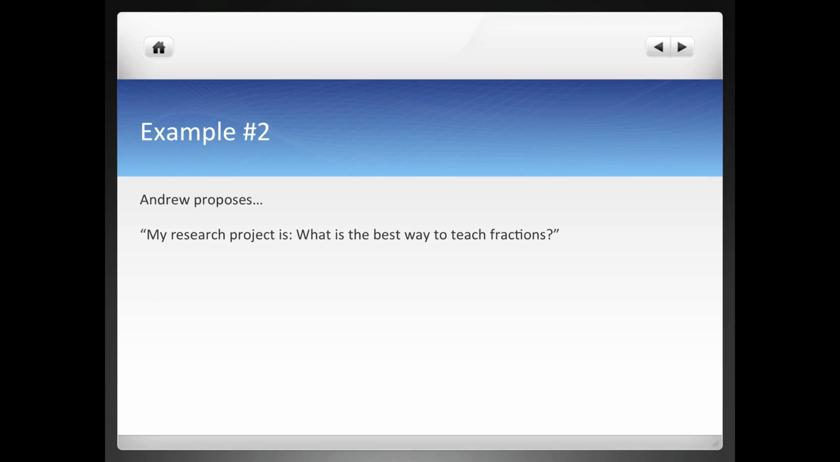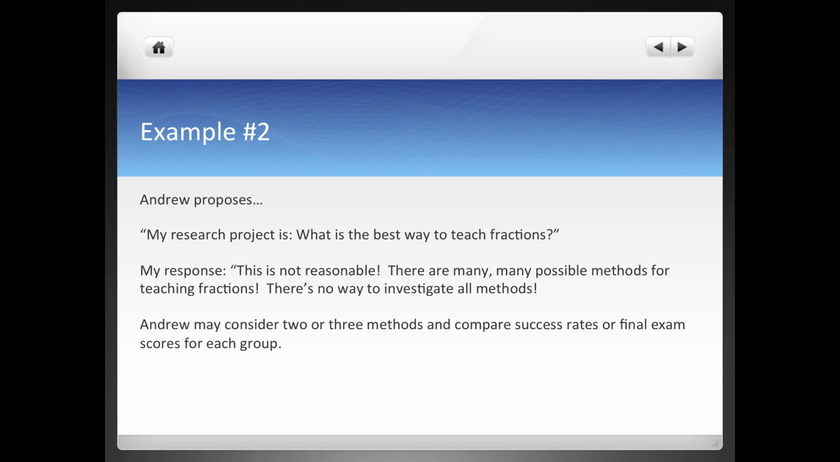Example number 2, Andrew says, what is the best way to teach fractions? So that's his research proposal. Guys, obviously my response, this is not reasonable. There are many, many possible methods for teaching fractions, and there's no way to investigate all methods. So what I would say to Andrew is come up with 2 or 3 methods that you think are plausible and viable for teaching fractions, and we'll compare success rates or final exam questions in the end.